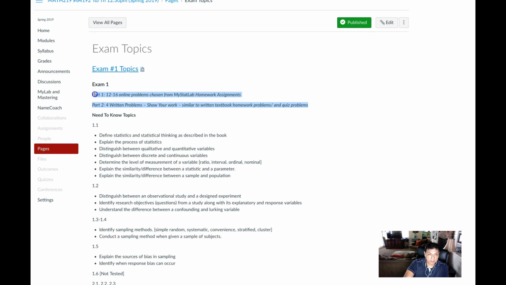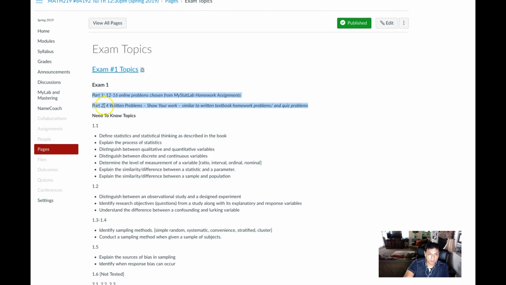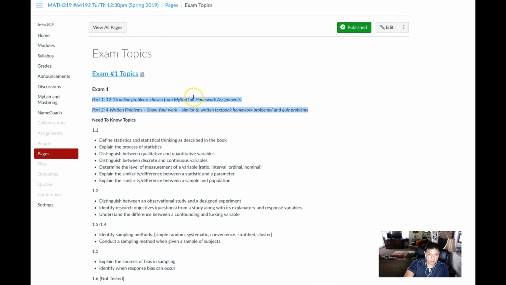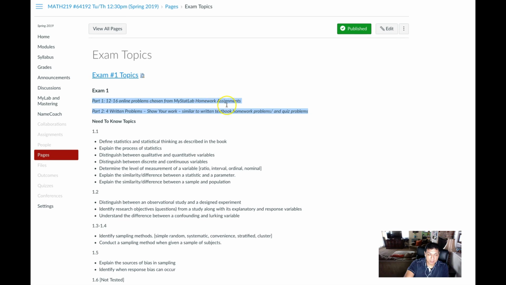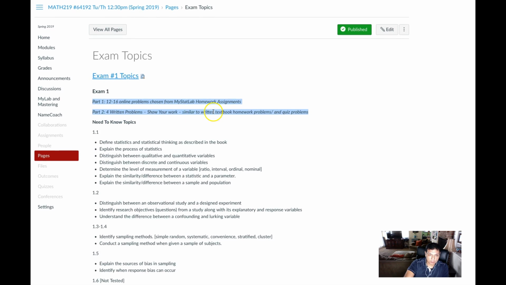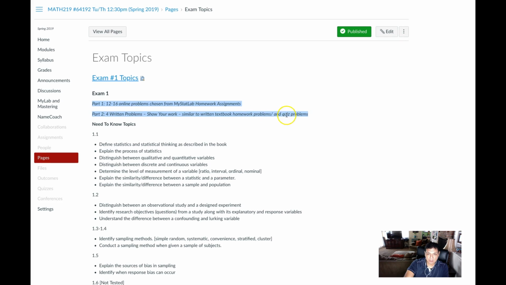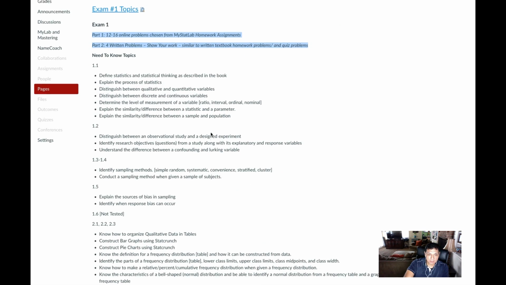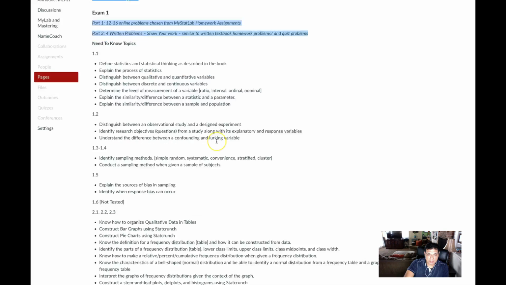Exam one is broken up in two parts, part one and part two. Part one is the online portion, very similar or identical to the MyStatLab homework assignments. And then the second part, which you'll be able to do at the same time, is the written problems. There are 4 written problems. Show your work, similar to textbook homework problems and or quiz problems. So that's what exam one is going to be, and these are the topics.